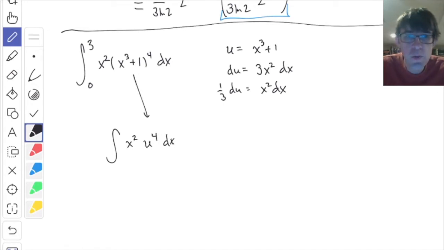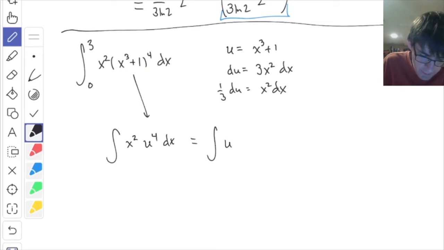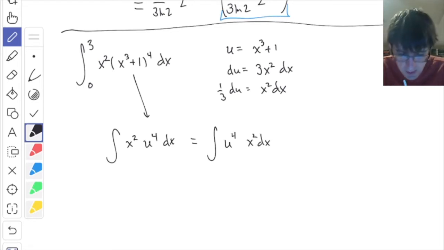x cubed plus 1 is the same as u. So I wrote the same thing, but I just put u instead of x cubed plus 1. What I would typically do next is, I like the u part. I don't like that x squared still hanging out, so I'm going to write the u thing first. And then what remains to be substituted is x squared dx.